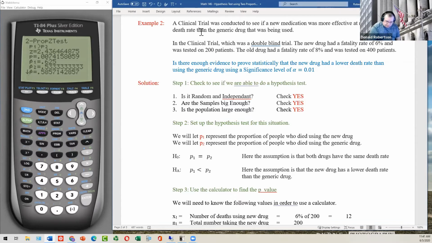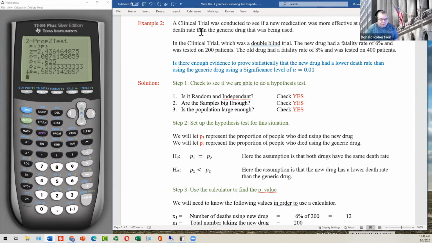We have to do what is called a clinical trial in these circumstances. So in this story, a clinical trial was conducted to see if a new medication was more effective at reducing the death rate than a generic drug. In lots of very serious illnesses, no matter what you do, people are going to die. And so what you want is a drug that stops them from dying, basically.